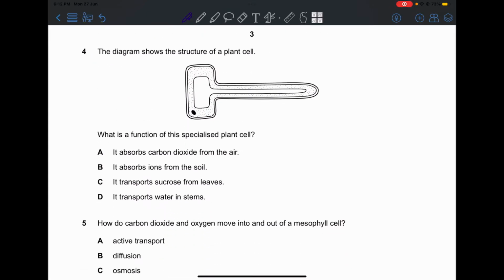Number 4, the diagram shows the structure of a plant cell. What is the function of this specialized plant cell? Now we know that this is the root hair cell that absorbs mineral ions, and it also absorbs water from the roots. So let's choose one of its functions from the options over here. A says it absorbs carbon dioxide from the air. Of course not. This is a plant cell under the ground in the roots, so no. B says it absorbs ions from soil. Now this is a correct function of the root hair cell.